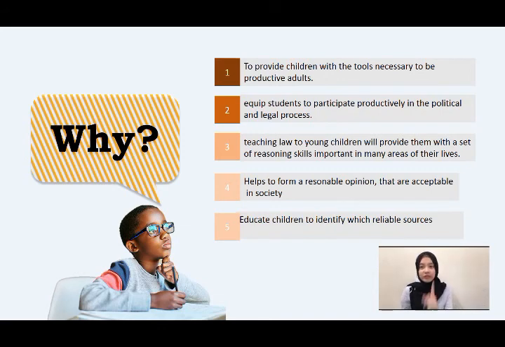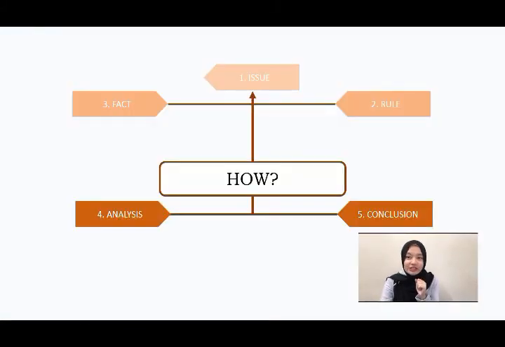Moving to the last point, which is to educate the children to identify which are the reliable sources. Also, differentiate what information applies to your situation. So I will explain to you guys an example in the situation of a student. So as a student, for example, you want to ask your teacher to extend the due date of your homework.